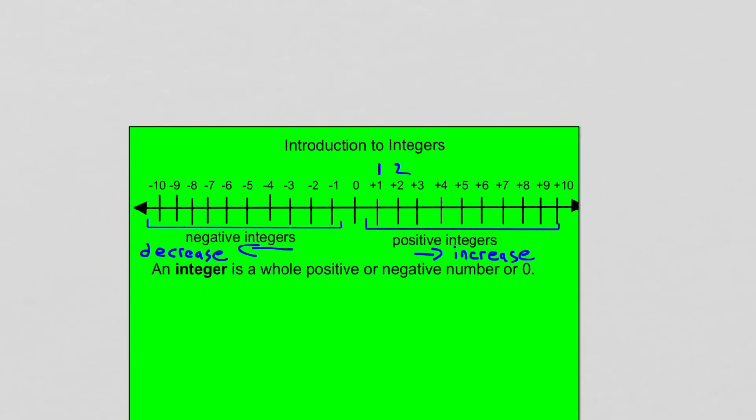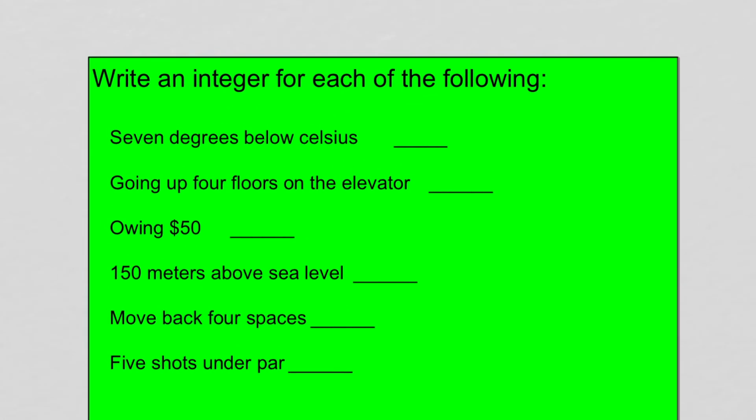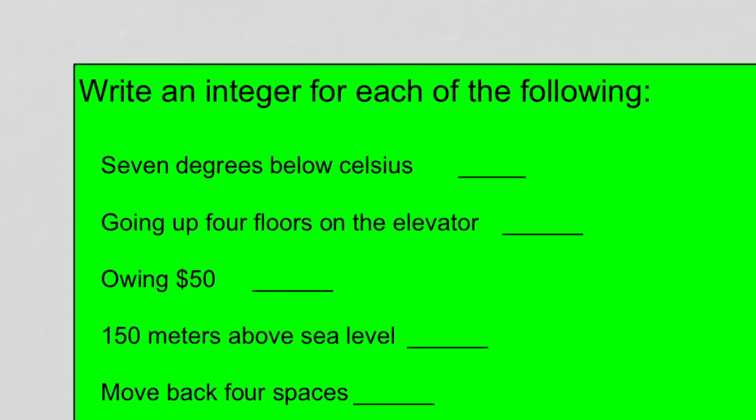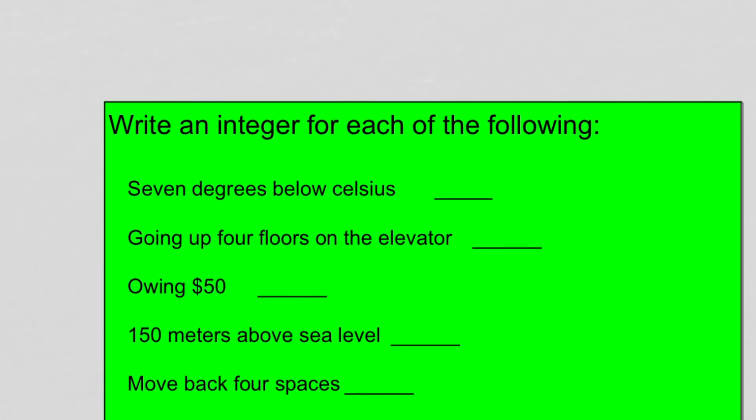Now let's talk about some real-life representations of integers. So we're going to write an integer for each of these. Most common example of an integer is temperatures. 7 degrees below zero Celsius, we would say is negative 7 degrees Celsius. Going up 4 floors on the elevator would be positive 4 floors. Owing someone $50. Well, if you owe someone $50, you're negative $50.